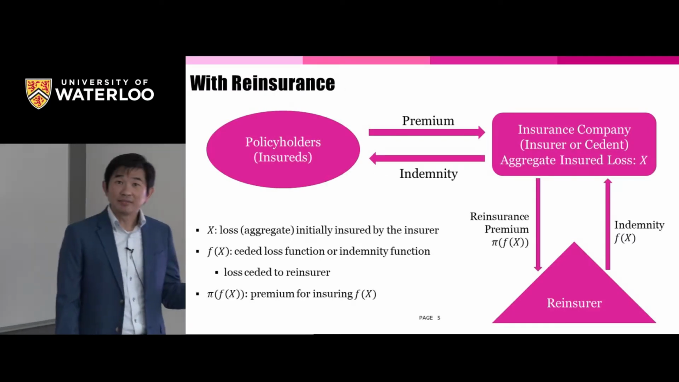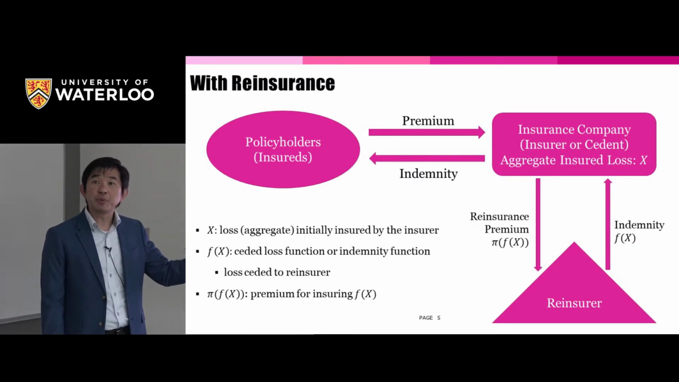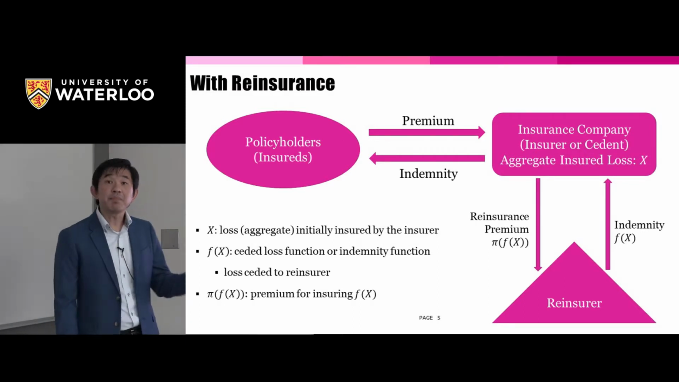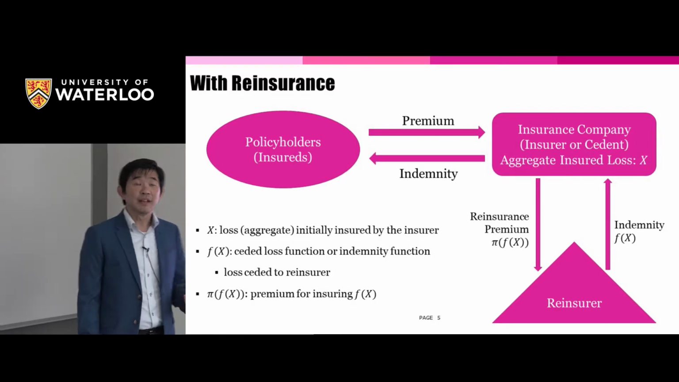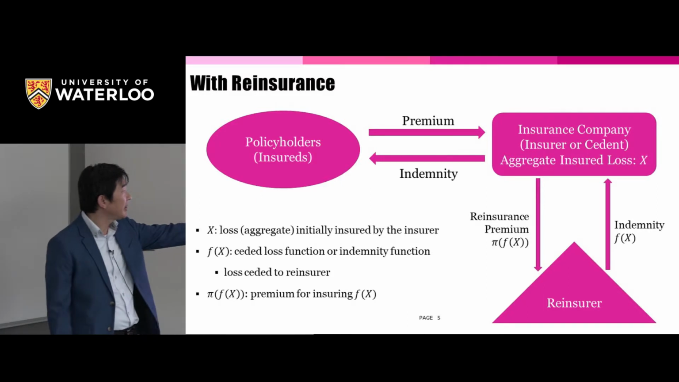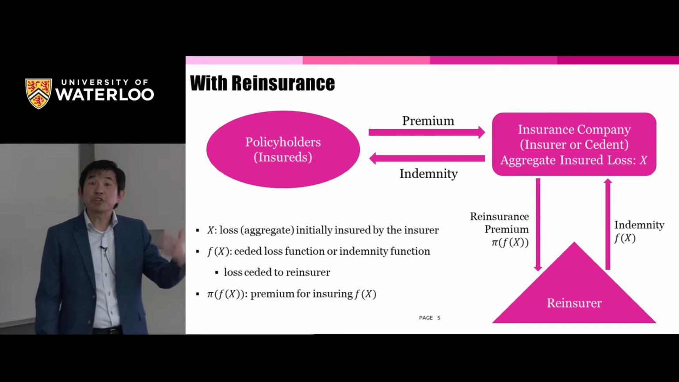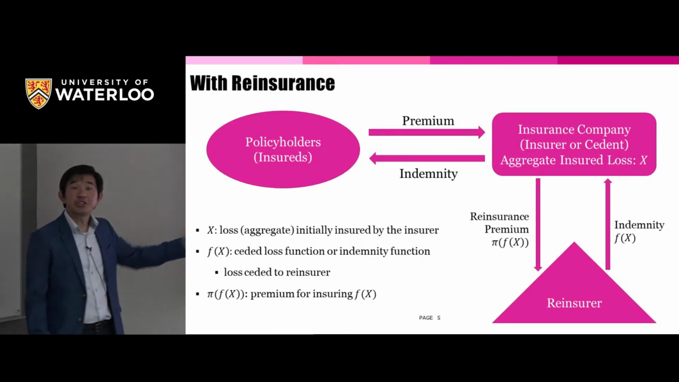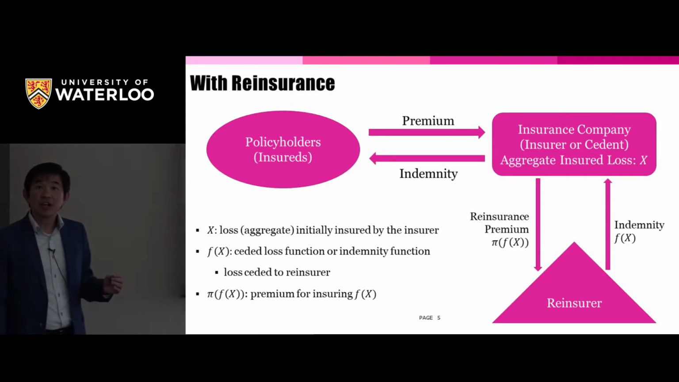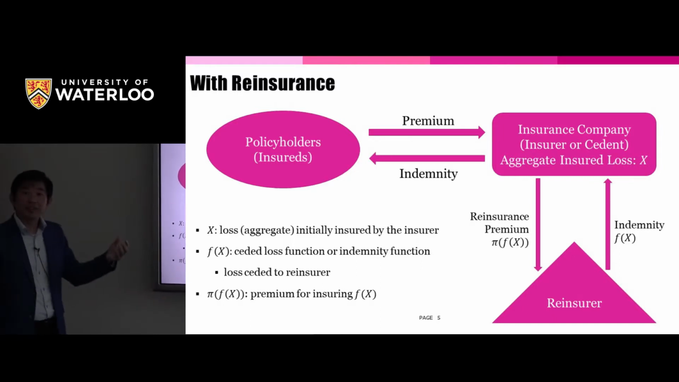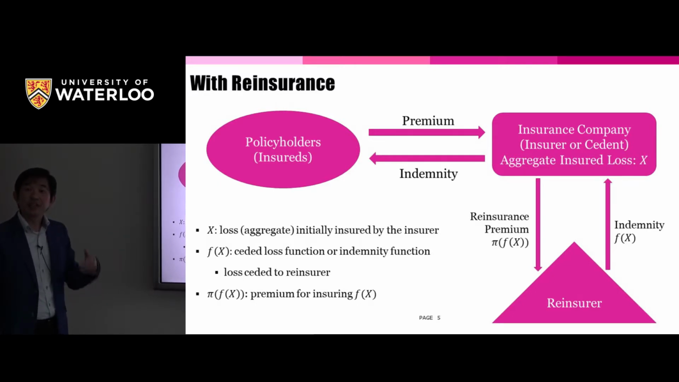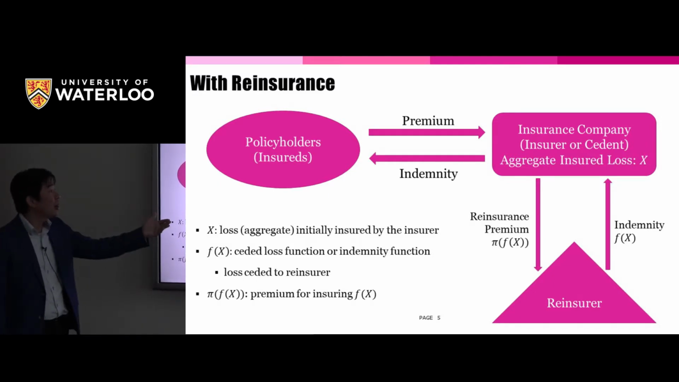So let us revisit this slide again. Recall that this is a diagram that demonstrates the relationship between the policyholder and the insurance company. Now, because of the reinsurance policy, there is a third player in the market, known as the reinsurer. Similar to the relationship between the policyholder and the insurance company, there is also an exchange of cash flow between the insurance company and the reinsurer, for example, denoted by f(X), which is known as the ceded loss function or the indemnity function. This function f measures the amount of losses being transferred from the insurance company to the reinsurer. Which means that in the future, if any claim arises, the reinsurer is responsible to indemnify the insurance company in amounts given by f(X).